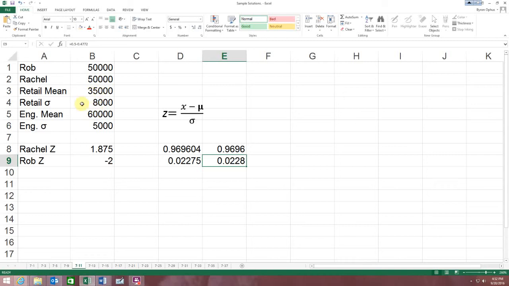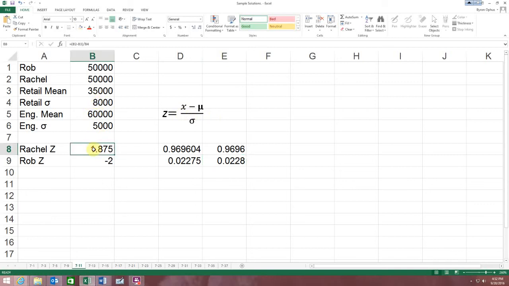Retail mean is $35,000, and the retail standard deviation is $8,000, whereas the engineering mean is $60,000, and the engineering standard deviation is $5,000. And remember, my z, and that's what I'm looking for, is equal to my x, and x is the number that I have, the number that's given to me, minus the mean. So it's the number that differs from the mean, divided by the standard deviation. So it's a relatively simple formula, right?